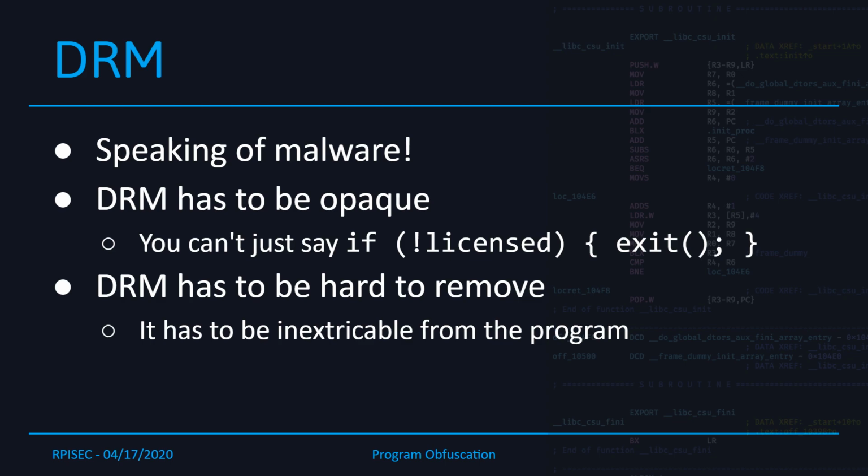Because again, just like with the packers, you want to make it really hard to just pull it out of the program. It shouldn't be like the Sublime Text licensing check, which is basically this, but with a little more going on. It also needs to be hard to remove. Even if you can find what the DRM is, it should be really hard to take it out without destroying the program. So yeah, it's kind of like malware, isn't it?